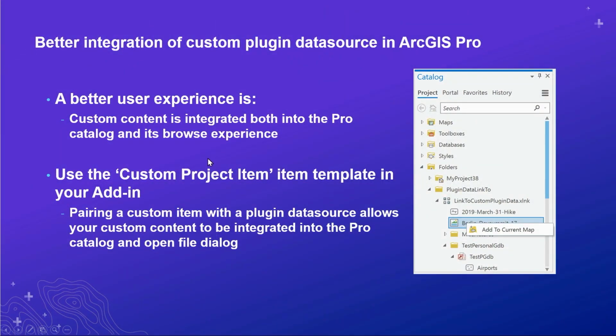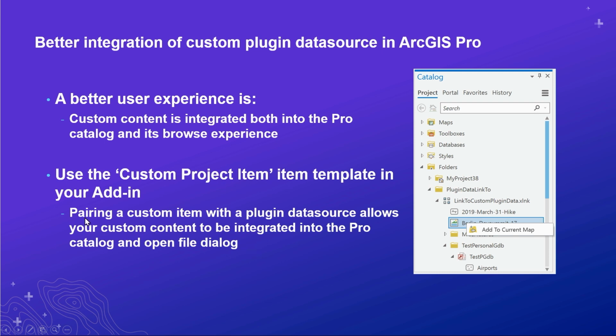And what you want to do is include your custom content integrated both in the catalog and its browse experience, as you can see on the little screenshot on the right. And in order to do this, you have to use what we call a custom project item template. And this is something where we have plenty of samples. And we also have some guides on this, some pro guides that will help you through this. It's not a trivial implementation, but it's very, very powerful in terms of integration.